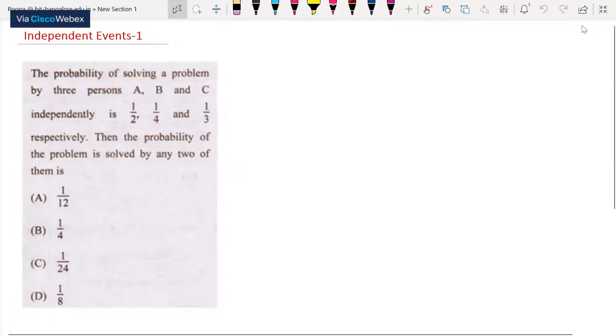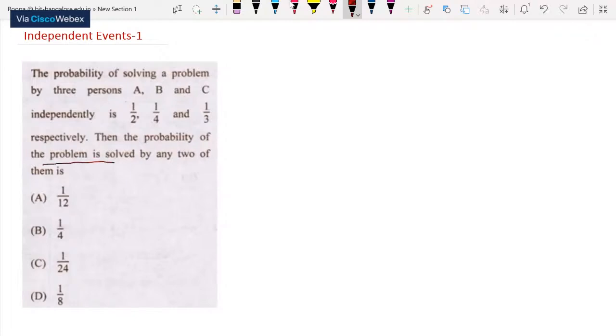Please go through the problem very carefully. The very first problem: the probability of solving a problem by 3 persons, A, B, and C, independently is given as 1 by 2, 1 by 4, and 1 by 3 respectively. Then the probability that the problem is solved by any two of them. Totally, how many events are we considering here? The solution, I'm going to write on the right side of the board.